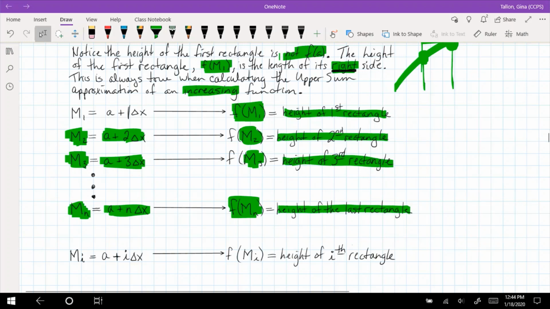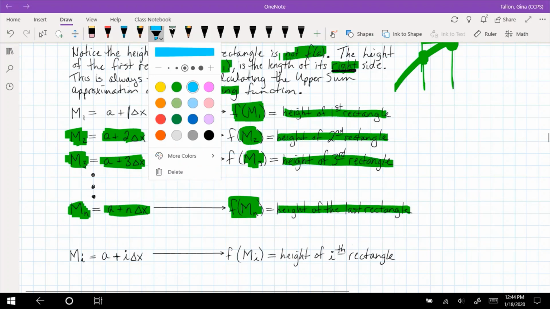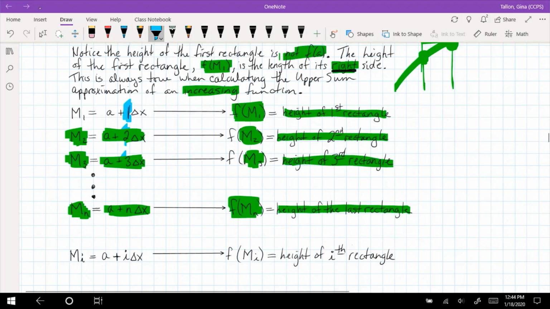My delta x, you keep adding another delta x over and over and over. So as you see here, we are looking at a 1 first, and then a 2, and then a 3, and then a 4, and then a 5, all the way up to however many rectangles you have. So that's the thing that's changing. So we have m sub I equals a plus I delta x. When you put capital M sub I into the function f, it gives you the height of whichever rectangle you're on. If this said m sub 2, then it would be the second rectangle. If it says m sub 5, it's the fifth rectangle. If it's m sub 1, it's the first rectangle. So f of m sub I gives you the height of the ith rectangle.